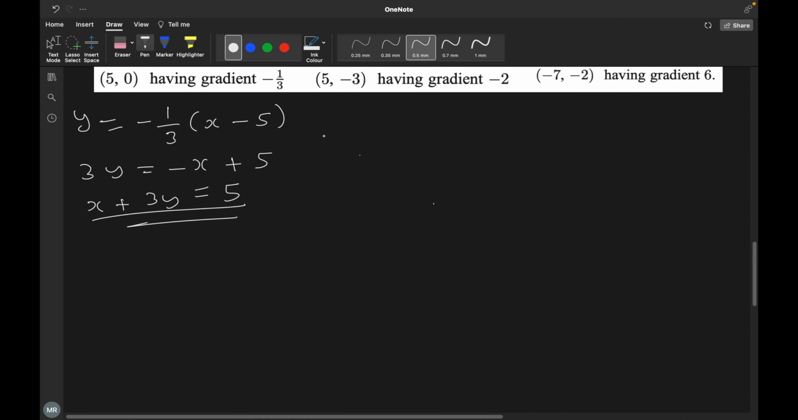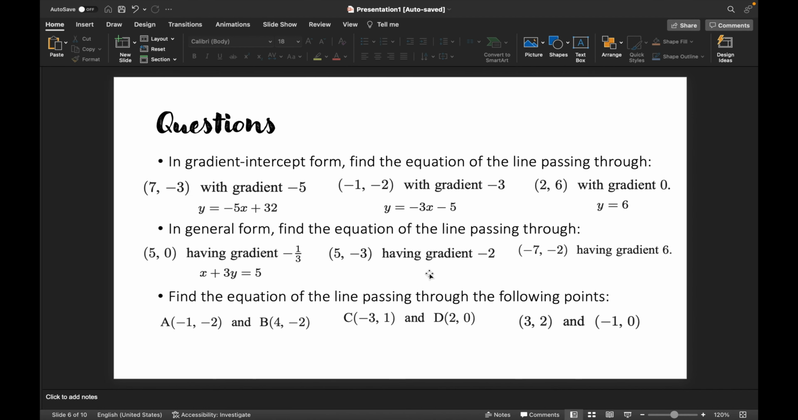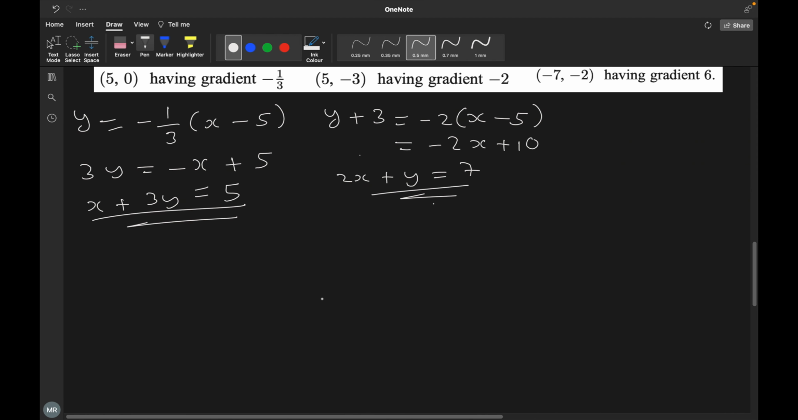Let's solve the next one. Same formula. Plus 3 because negative, equals negative 2 into (x minus 5). Let's expand this. And then let's bring the x term to this side, so 2x plus y, and then this to this side, equals 7. So that's our answer. Yes. And now let's solve the final question. So y plus 2 equals 6 into (x plus 7). And now let's simplify this.